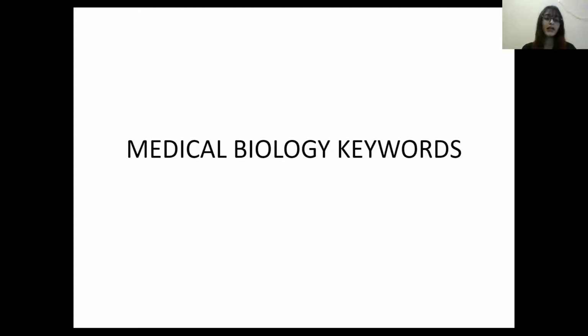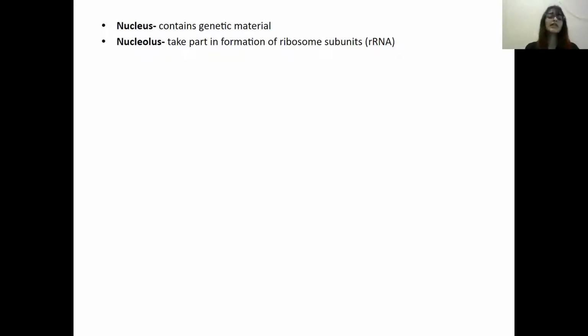From today we are going to start a new series on the keywords related to medical biology. So we are going to quickly review the cell organelles, and let's start with the nucleus. The nucleus contains the genetic material, everyone knows, and inside the nucleus we have the nucleolus, which takes part in the formation of ribosomal subunits, that is RNA.